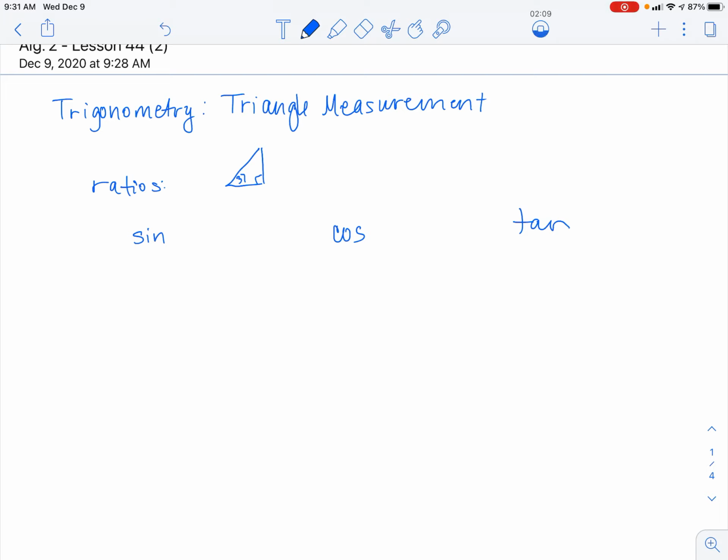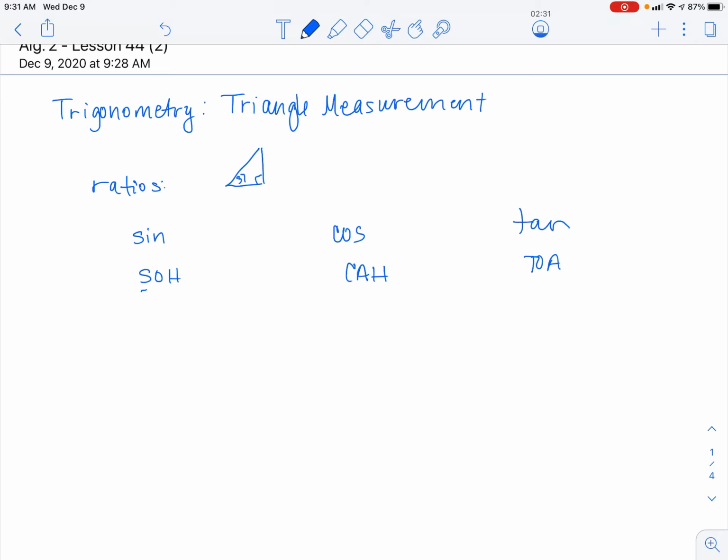Okay, so let's talk about how we know how to write the ratio. Sine has a very special way of writing the ratio. So does cosine and tan. And we learned this special mnemonic called SOHCAHTOA. And that helps us to know how the ratio is going to be written for each one of these trig functions.